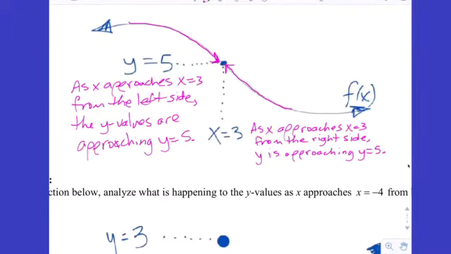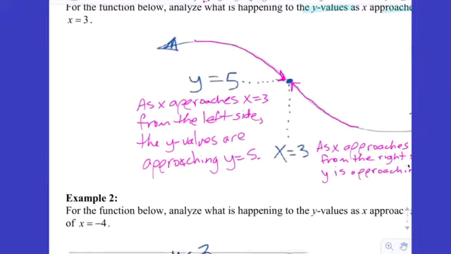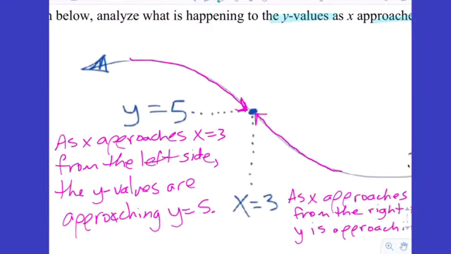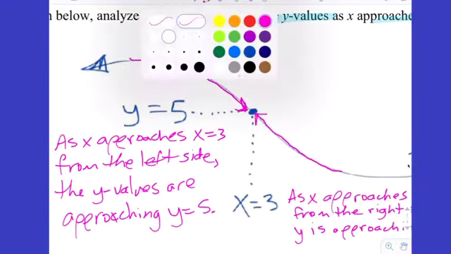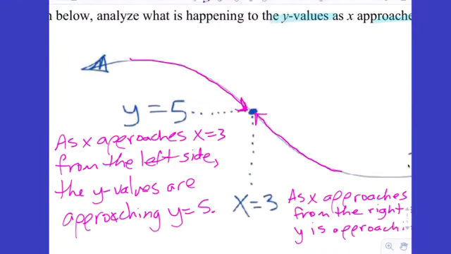Yes, okay? So this is the idea of the limit. Instead of saying this, what we're going to say then is the limit as x approaches 3 from the left is 5. In other words, 5 is the limiting value. As we get closer and closer to 3 from the left, the y values are getting smaller and smaller and smaller. They're decreasing, but they're not decreasing to negative infinity. They're decreasing, approaching 5. So 5 would be the limit.